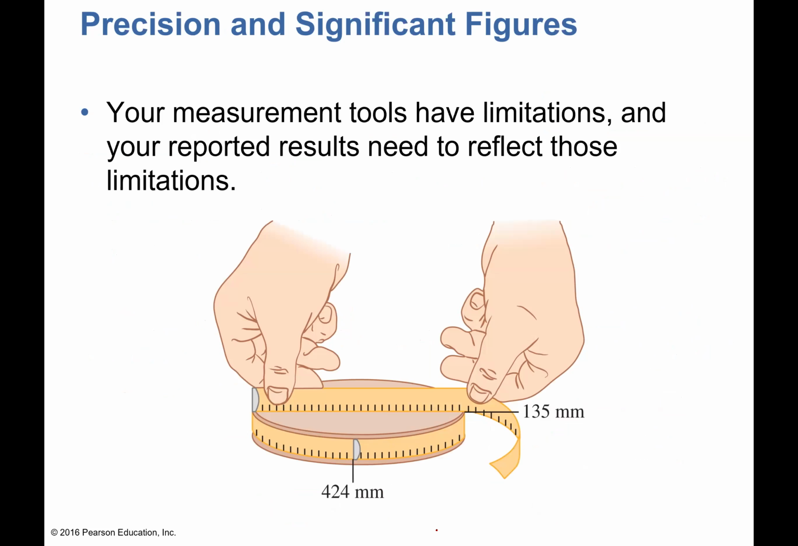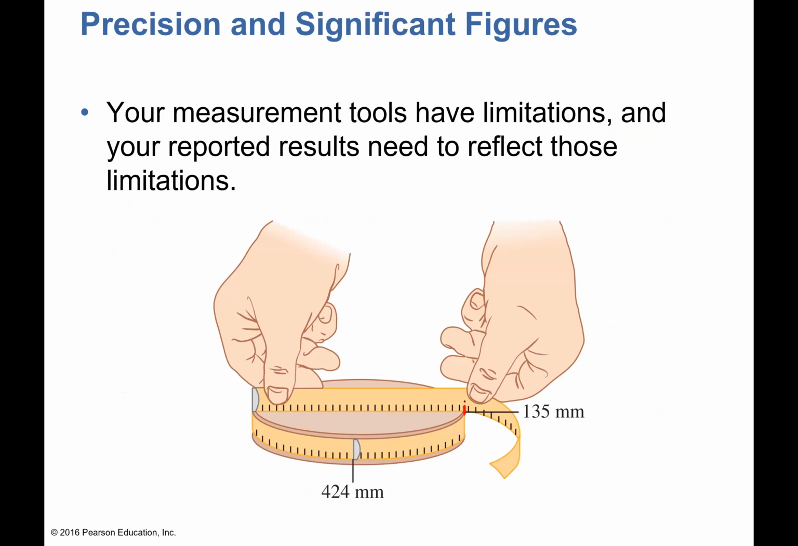All right, so one of the things we can see here is it says your measurement tools have limitations and your reported results need to reflect those limitations. This is something I'm going to talk about in greater detail tomorrow, Wednesday, during the lab. So let's say you're measuring something. You have your tools, but for example, your measurement can fall between the millimeter marks and things like that.